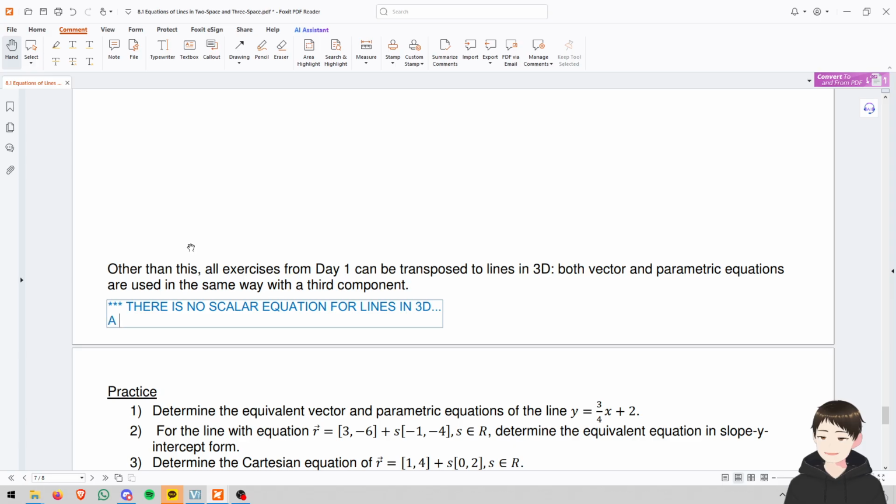A scalar equation with variables x, y, and z represents something else. And I sure love to keep you in suspense, so you'll have to wait for that.